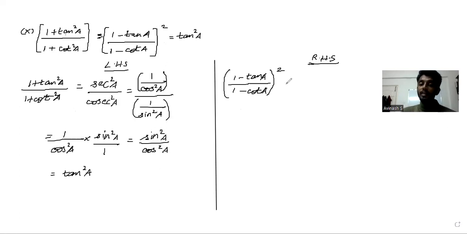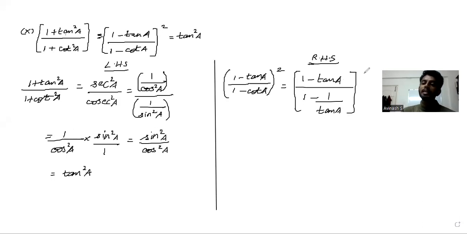Likewise, in the right hand side, it is given as a whole square, and this cannot just like that be taken inside. So how are we going to deal with this? Before squaring this, we can do something like this: 1 minus tan A by 1 minus cot A, where cot A can be written as 1 by tan A in the denominator, and then you have a whole square outside. Let me bring the whole square at the end. The only thing I have done is transform cot A as 1 by tan A, because the inverse of cot is tan.